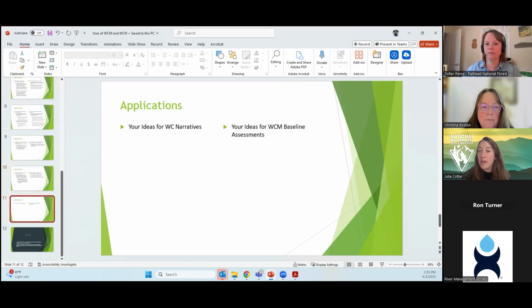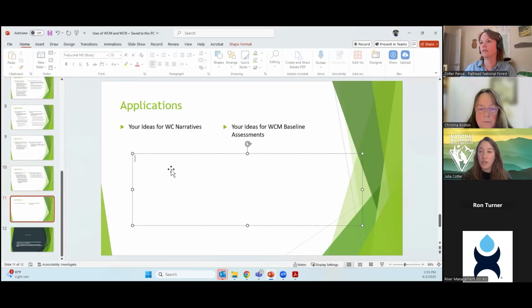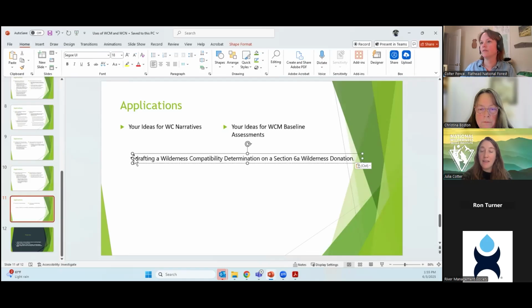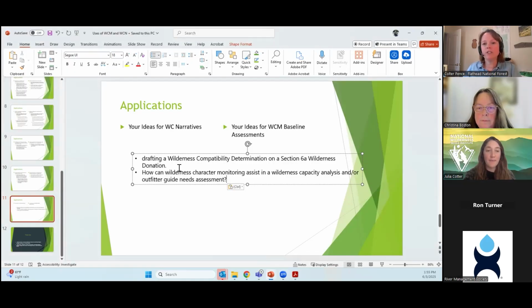And Colter, we have a comment in the chat from Rick. It says it was helpful while drafting a wilderness compatibility determination on section 6A, wilderness donation. And then we have another question that maybe we could address right at the end from Catherine. How can wilderness character monitoring assist in wilderness capacity analysis and/or outfitter guide needs assessment? As I think you touched on earlier. Yeah, well, I did try to address that at the start.